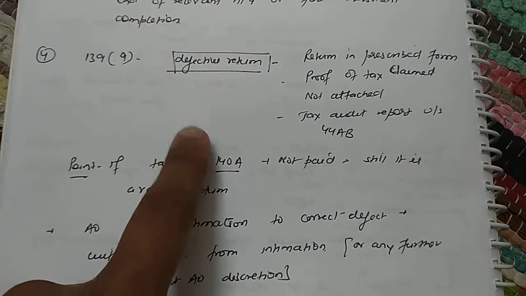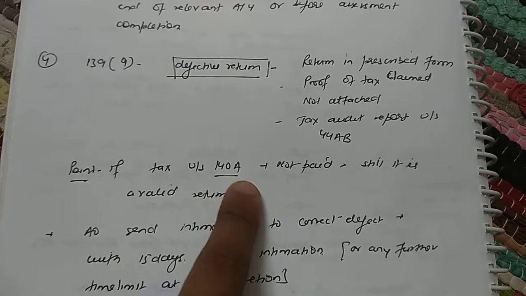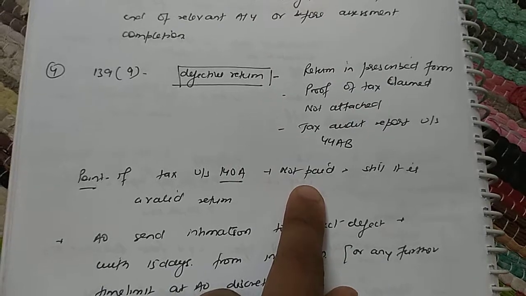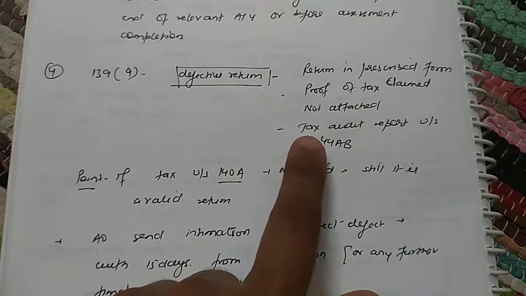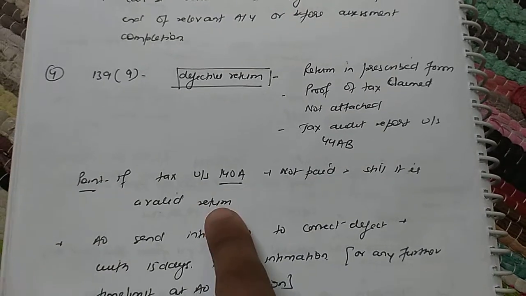The point here is to note that if the tax under section 140A, which talks about the self-assessment tax, has not been paid on or before the due date, then that return shall not be called a defective return. Still, that return is called a valid return.